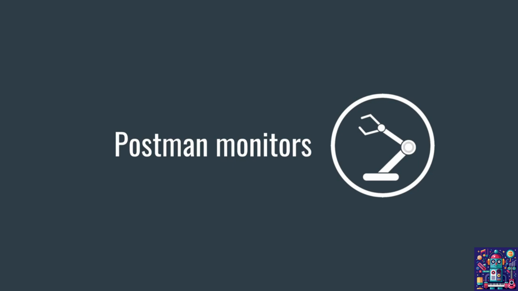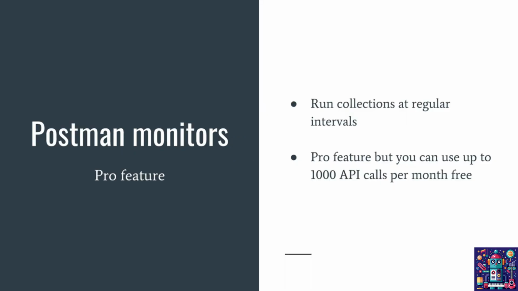Now let's have a look at how the Postman monitors work. Postman Monitors allows you to run your collection at regular intervals. While this is a pro feature, you can still try it out with a free account, and you can currently make 1000 API calls per month for free. The setup is quite easy and can be accomplished within the Postman app.